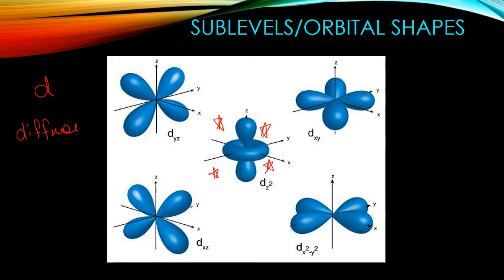And how many electrons can exist in each one of these D orbitals? Well, that's right, 2. So there's 2 that can fit in this one, and 2 that can fit in this one, and 2, and 2, and 2. So you can have a total of 10 electrons in all of the D orbitals, but only 2 per single orbital.